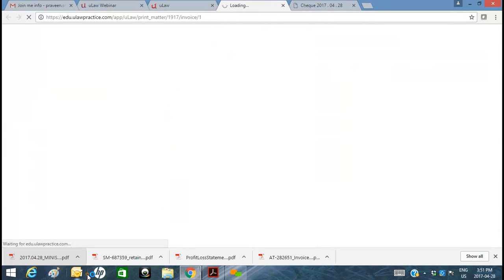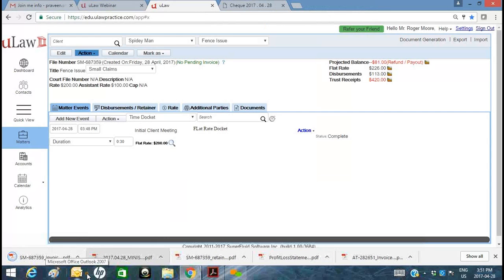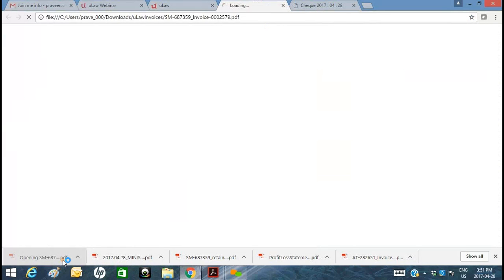And now let's take a look at that invoice and understand how those two disbursements for this particular matter have been reflected between trust and general.